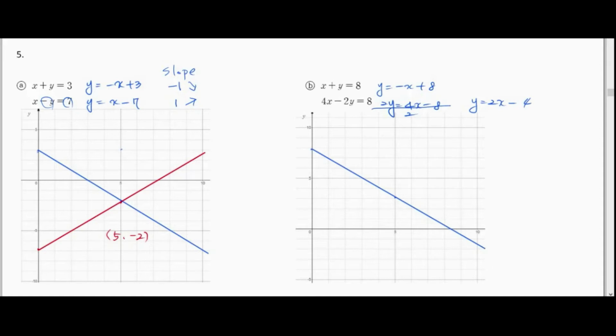The y-intercept is -4, so it's right here, and the slope is 2, so it moves 2 up while moving 1 to the right. So the same is 5, 10, 5, 10 right here, and connecting these 2 points, this will be the graph for the second one, and then the point of intersection is 4, 4.